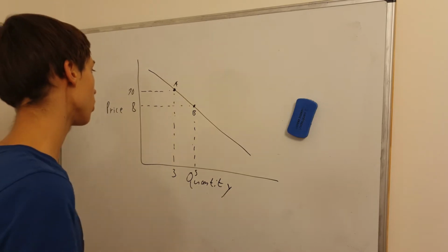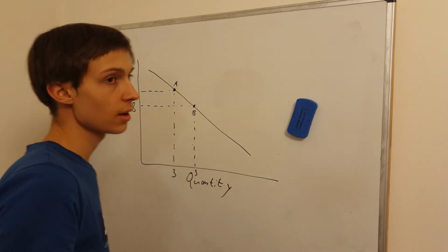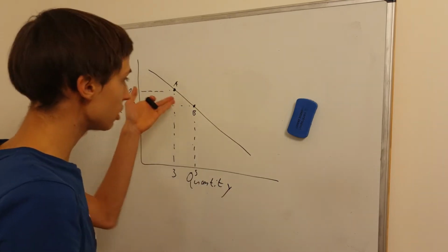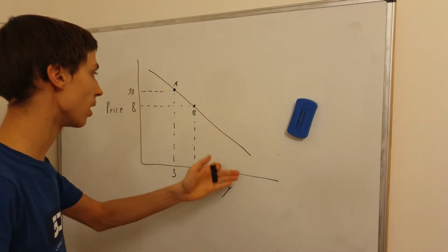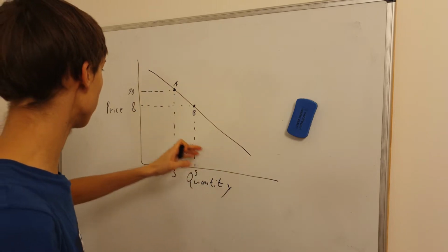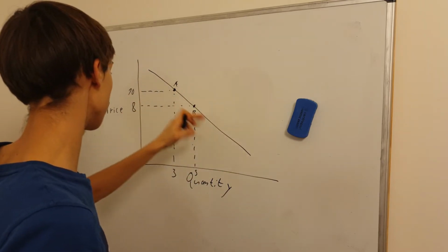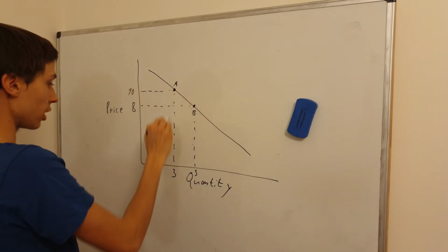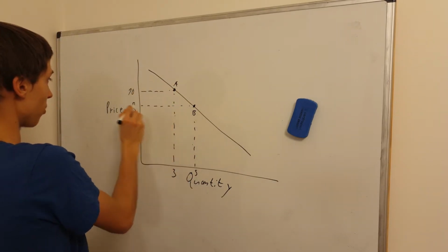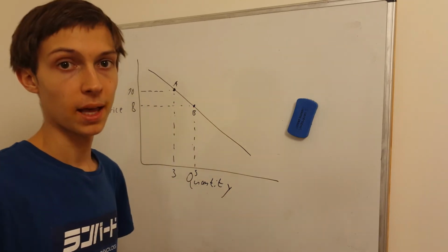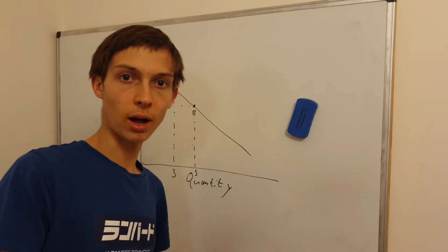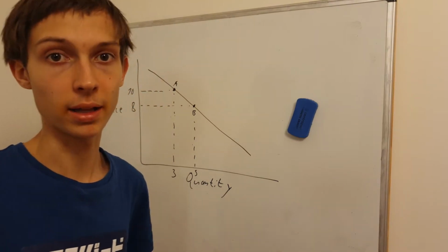You will see the elasticity is very different as we go throughout the curve if we choose different points. But I chose these two because when we move along the curve, we have different prices and different quantities at each point. At point A, we have price 10 and quantity 3. At point B, we have price 8 and quantity 5. And so, maybe this is a good moment to reveal the formula to calculate price elasticity of demand.